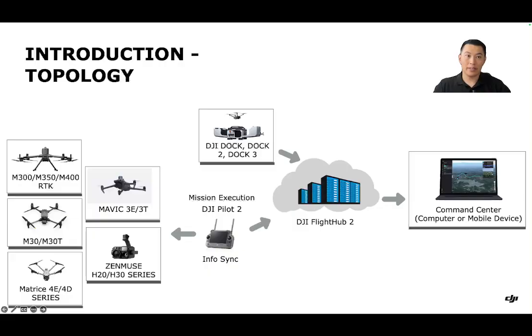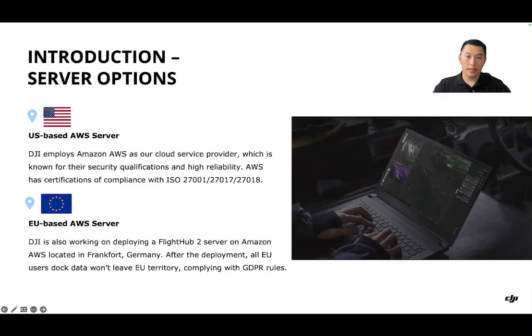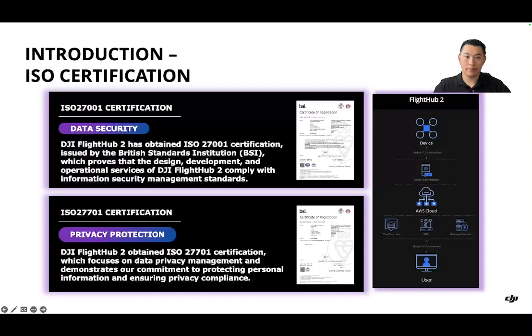Here you can see the FlightHub 2 ecosystem. DJI has two server options, one which is US based and the other is European based. These certifications for DJI FlightHub 2 demonstrate its strong focus on data security and privacy protection. These certifications ensure that the platform's design, development, and operations meet rigorous international standards, safeguarding user information and ensuring compliance with privacy requirements.